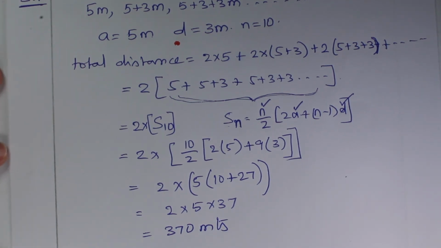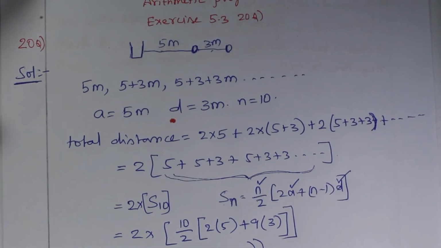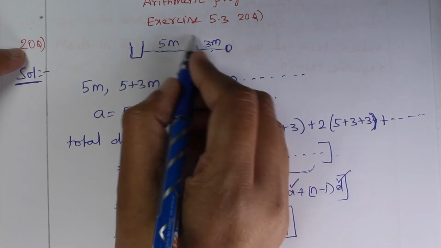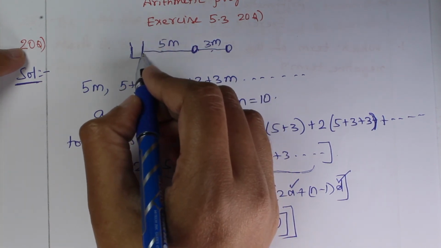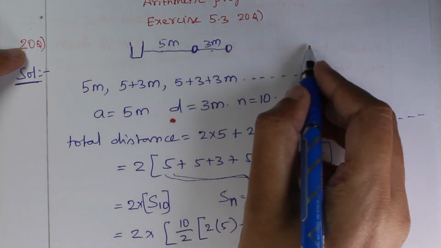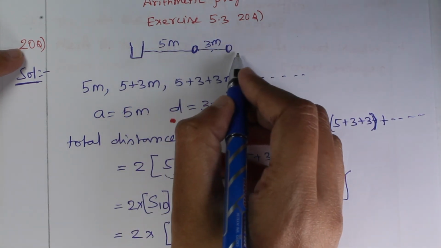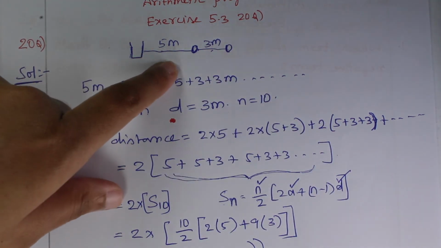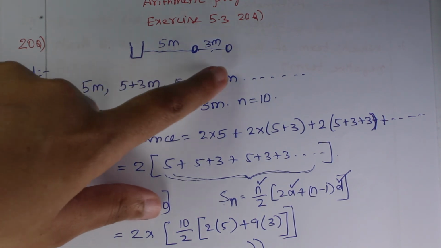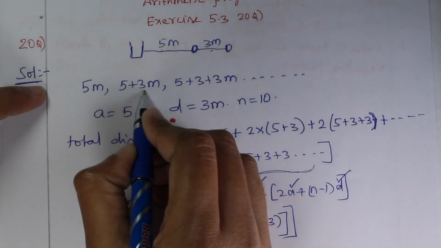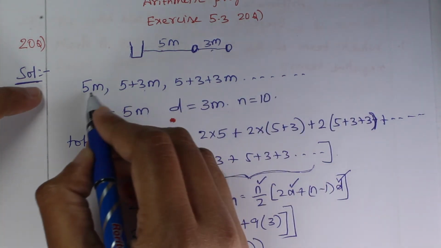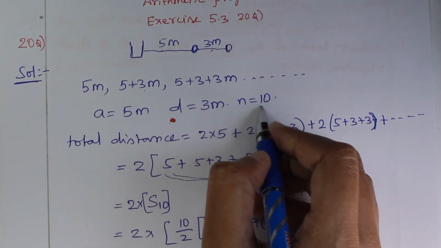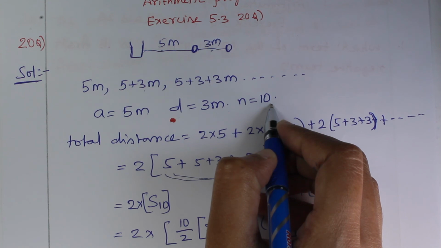Hope this is clear for you. I'll explain the problem once again. There is a bucket and the competitor has to run to each potato and collect the potato and put it in the bucket and come back for the next potato. So there are 10 potatoes placed in a row and each potato is 3 meters apart and the first potato is 5 meters from the bucket. So this is an arithmetic progression series, right? The distances are in the format 5, 5 plus 3 meters, 5 plus 3 plus 3 meters and so on. So this is an arithmetic progression series with a is equal to 5 meters, d is equal to 3 meters and n is equal to 10, the number of potatoes.